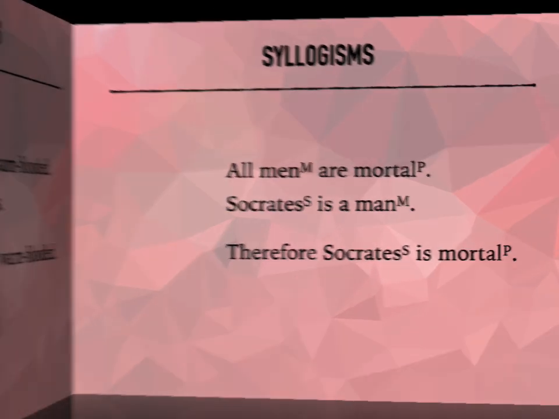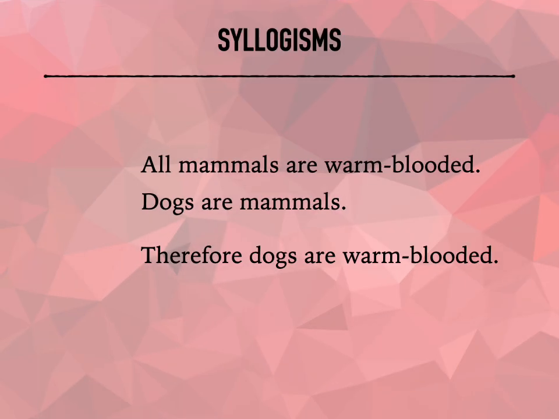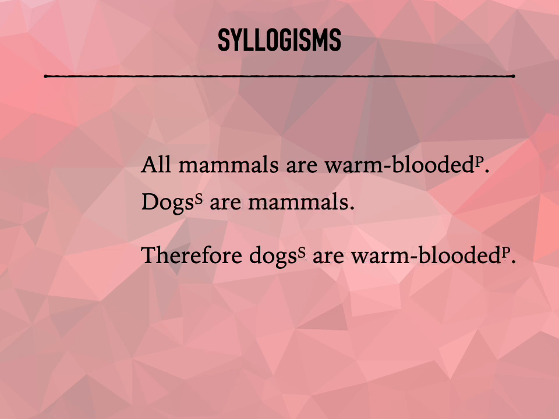Let's do another one. All mammals are warm-blooded. Dogs are mammals, therefore dogs are warm-blooded. The major term is warm-blooded. The minor term is dogs, and the middle term is mammals. Again, the term mammals is connecting my major and minor terms.